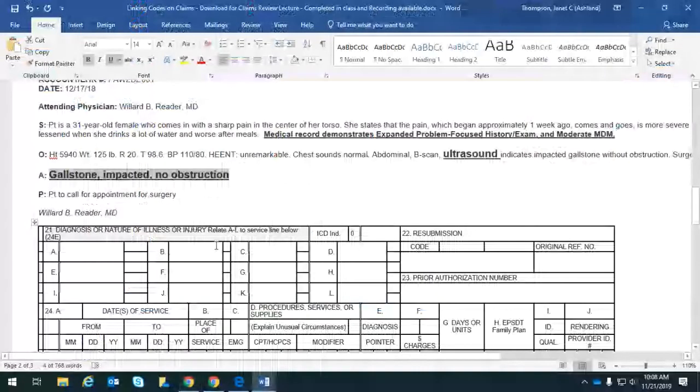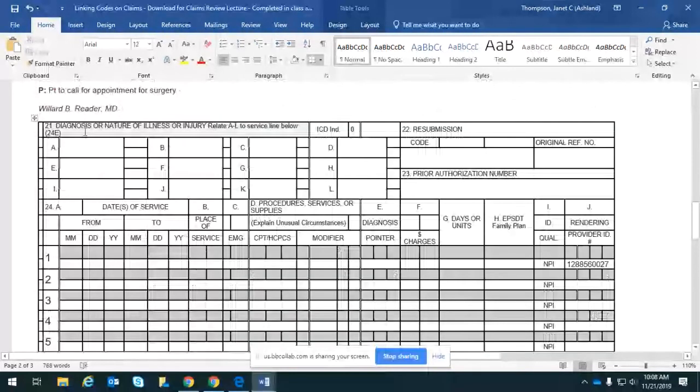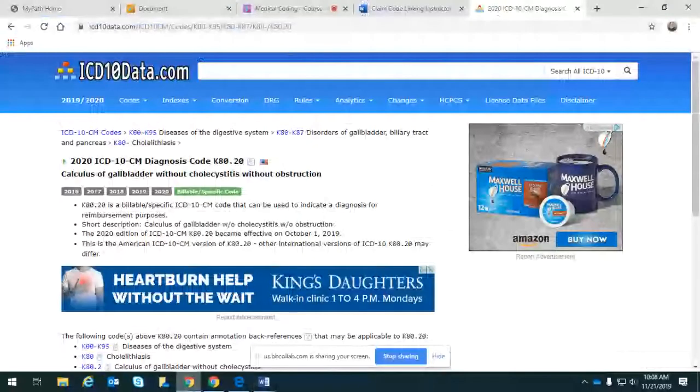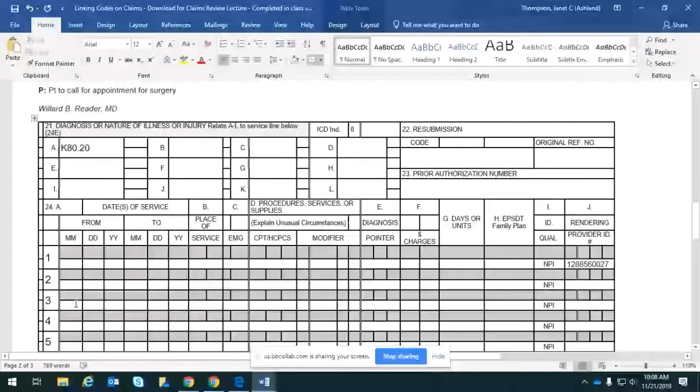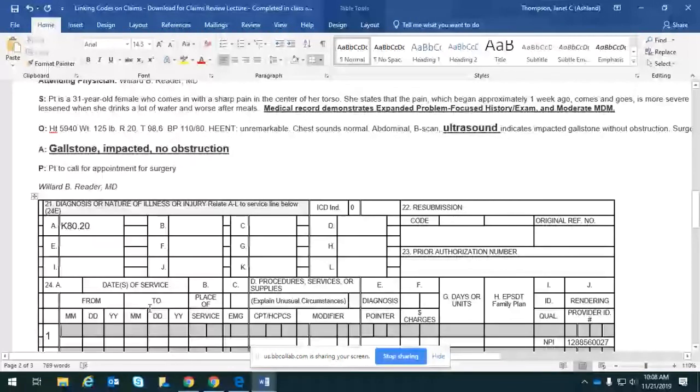So what was that again? K80.20. So in box 21, diagnosis of nature of injury or illness. I have to keep looking at this. K80.20. Let me type it out correctly. Okay, that's our one diagnosis, and this date of service was on December 17th, 2018. Okay, that's fine. These are just for practice. We can have a date in the past.